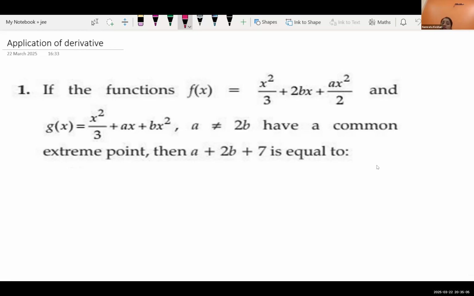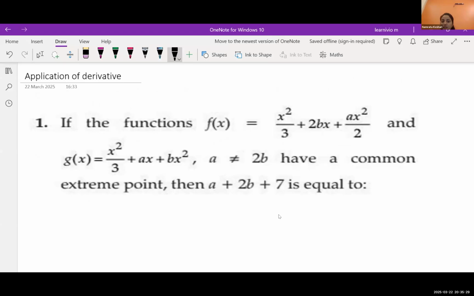And another function is given, that is x square by 3 plus ax plus bx square. Okay, a not equals to 2b. These two functions are having a common extreme point. That means the maxima, minima, that is same, right?